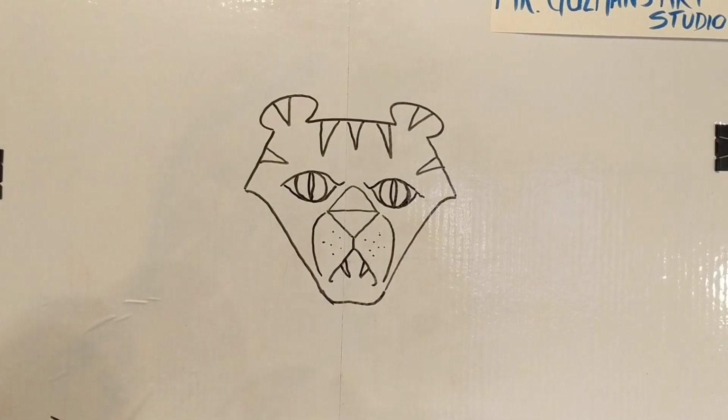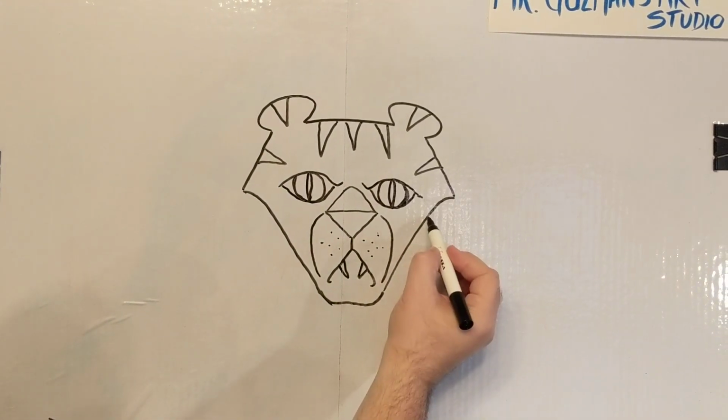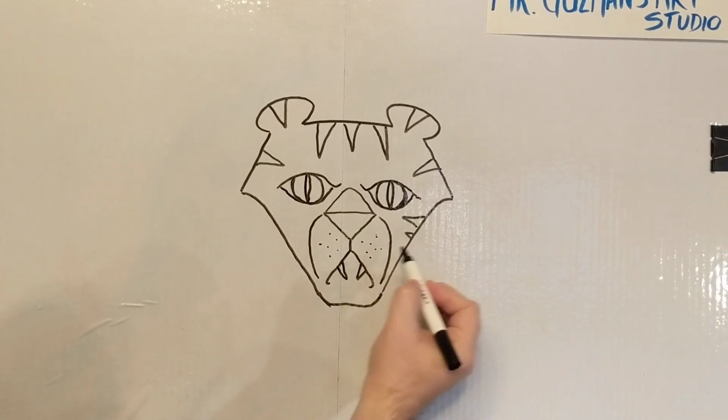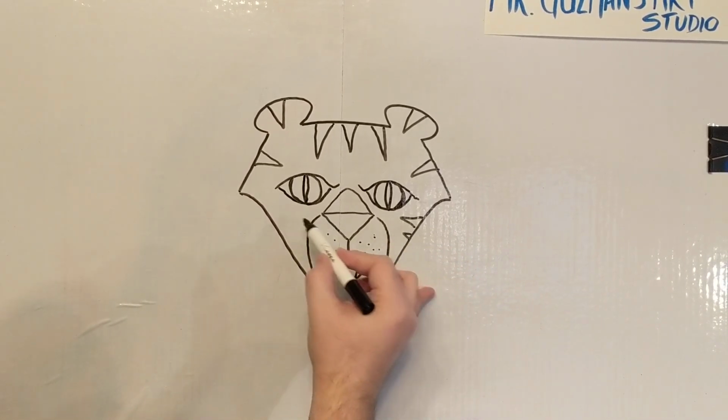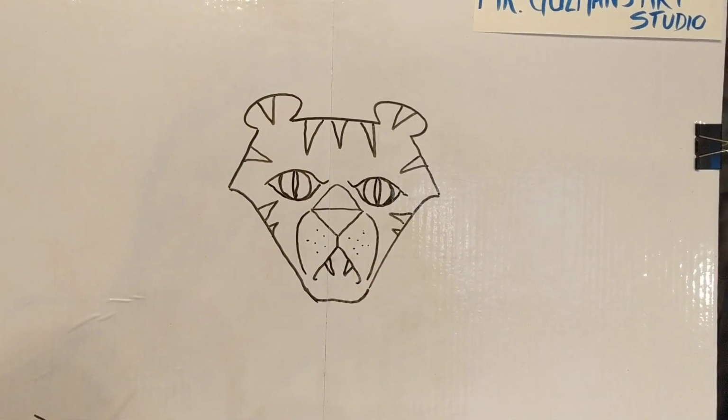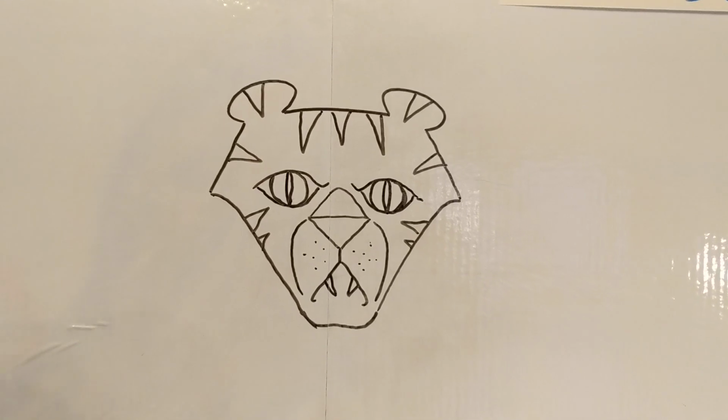Now again, if Mr. Guzman's going too fast, you let me know and I'll slow down, or you can just pause the video. Put a couple of stripes. So if I put 2 over there, I need to put 2 over here. And there we are. And there is our tiger.